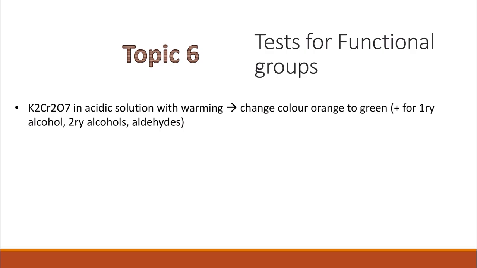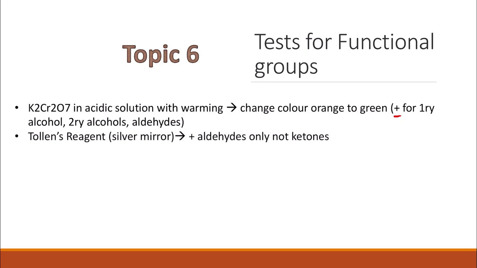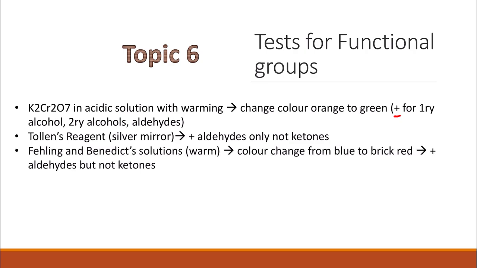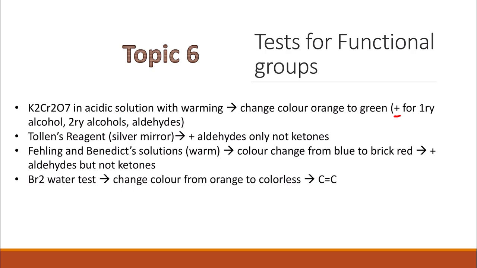Potassium dichromate in acidic solution with warming will change the color from orange to green. This is the positive test. It is positive for primary alcohols, secondary alcohols, and aldehydes only, and not for ketones, tertiary alcohols, or even carboxylic acids. Tollens reagent will give you a silver mirror. This is positive for aldehydes, but not for ketones. Fehling's and Benedict's solution, when you warm them, give a color change from blue to brick red. It's positive for aldehydes, but not for ketones. So these three tests are to differentiate between aldehydes and ketones.